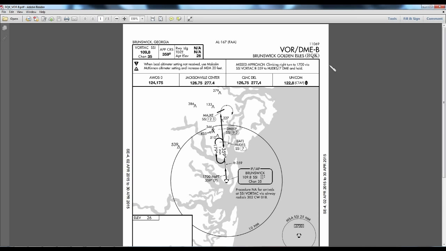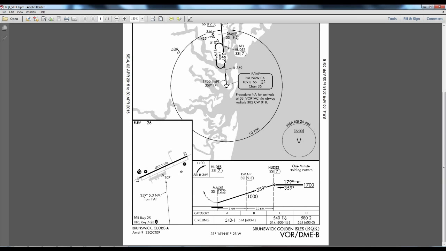And this is the VOR-B. So this is a circling only approach. Again, circling minimums. I want to talk about circling real quick before I close the video because I almost forgot. So I'm glad I looked at this. I almost forgot to talk about circling.